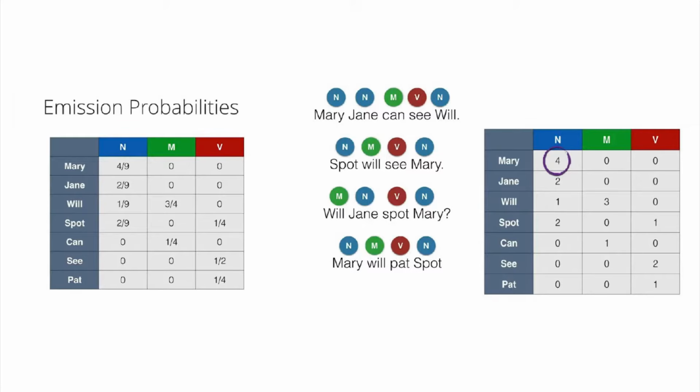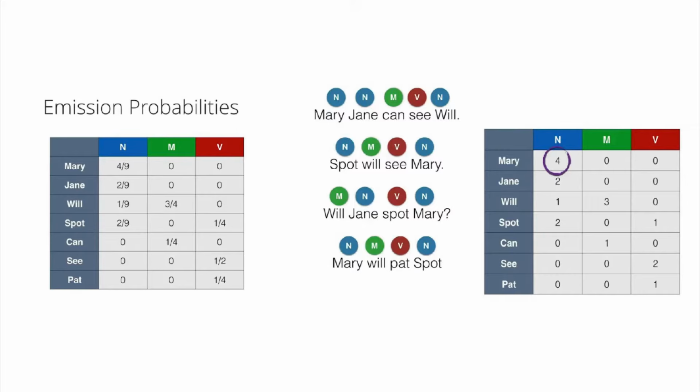So now let's consider a possibility that Jane is a noun, will is a modal verb, spot is a verb, and again will is a noun. So what we'll be considering is how probable it is that if Jane is a noun, the next word will be a modal. The probability that a noun will be followed by a modal is stated as the transition probability. Now, how likely is it that Jane will be a noun, will be a modal and spot will be a verb? This is our emission probability.